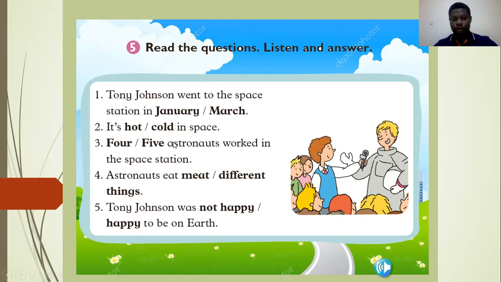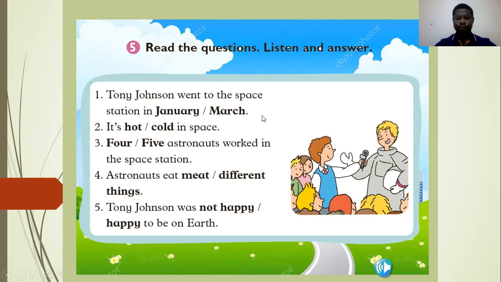Okay, so now we have January, March, hot, cold, 5 and 4, meat, different things, not happy, happy. So now listen again and underline and circle the correct option. After that, I will show the answer and then you can check if your answers are correct. Let's listen again.